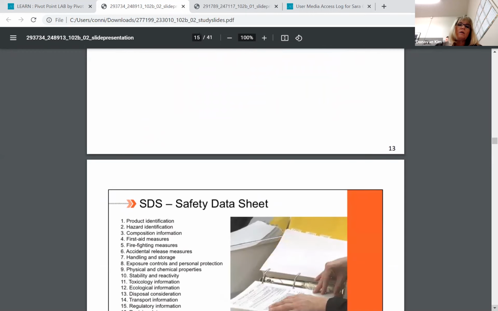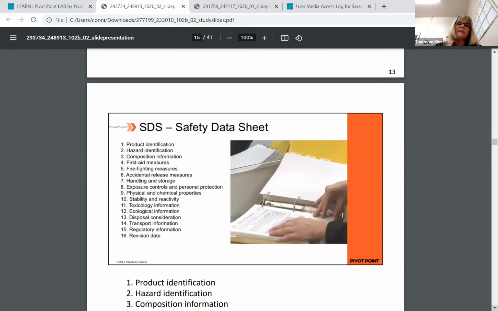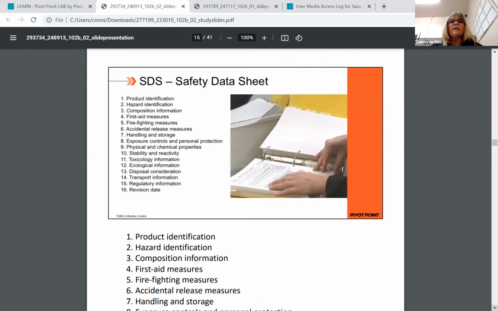Okay. So safety data sheets. For years, they were called MSDS, and then they changed it to SDS. But there's 16 portions of this, and each one of these talks about something different, like a product identification. It's going to tell you the manufacturer, where it came from, when it was made, what time it was made, when it was bottled, when it was shipped. It tells you everything that you need to know about that product.